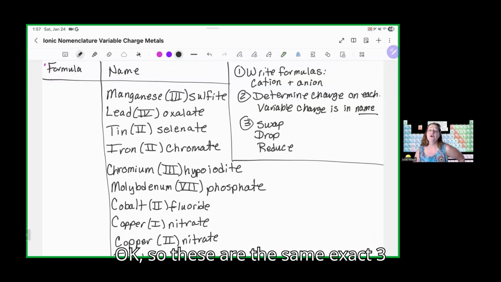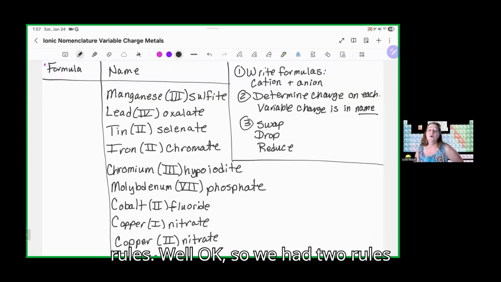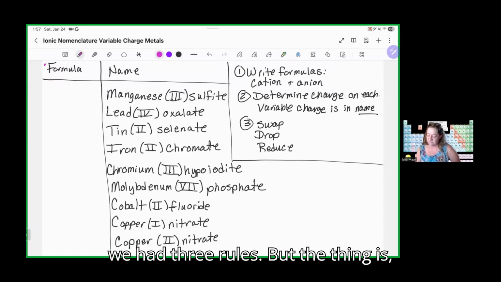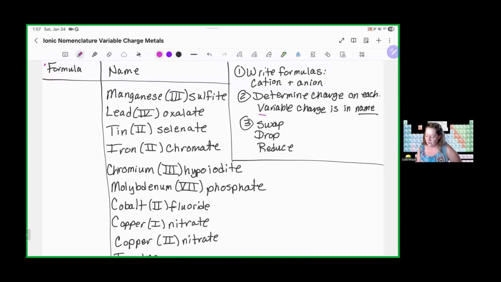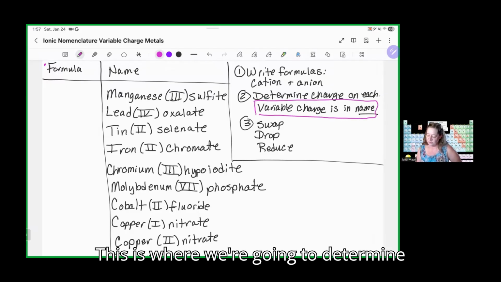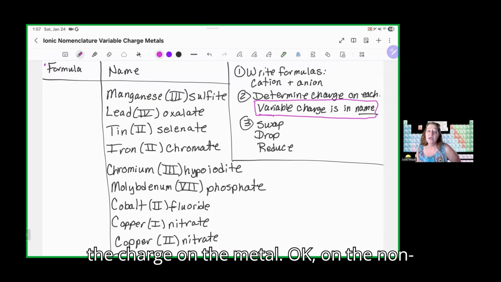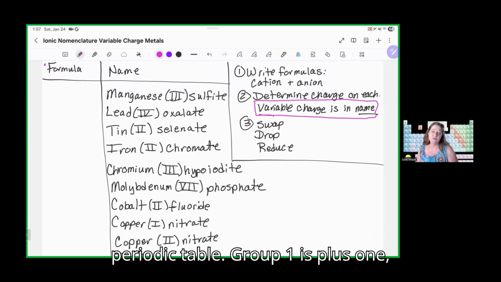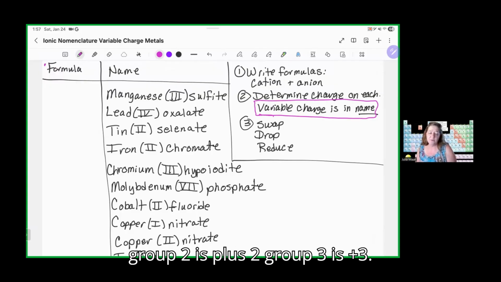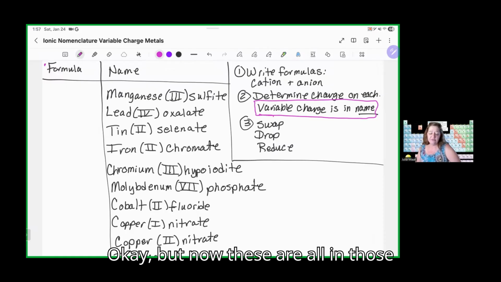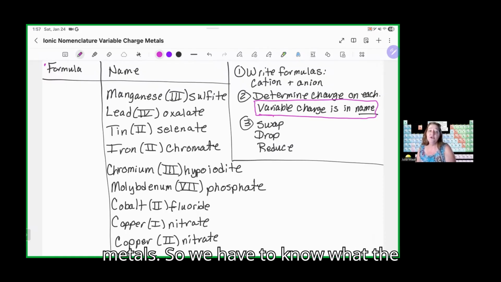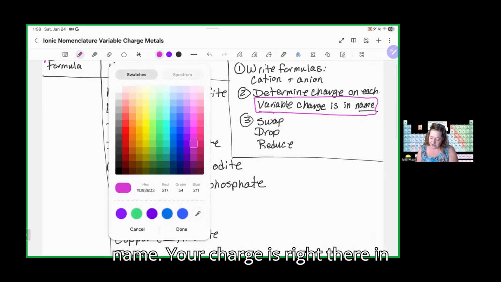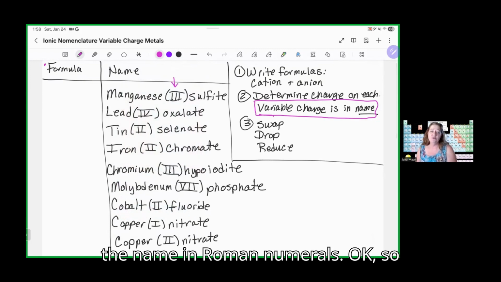These are the same exact three rules. Well, we had two rules for the non-variable charge metals, we had three rules, but the thing is this right here. This is where we're going to determine the charge on the metal. On the non-variable charge metals, we just go to the periodic table. Group 1 is +1, group 2 is +2, group 3 is +3. But now these are all in the variable charge area in the transition metals, so we have to know what the charge is. Well, if you're given the name, your charge is right there in the name in Roman numerals.